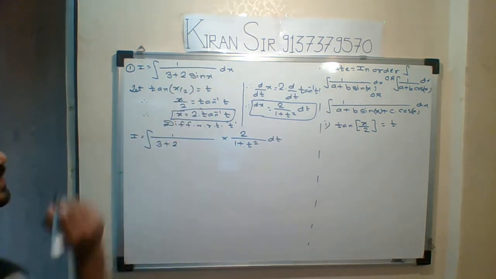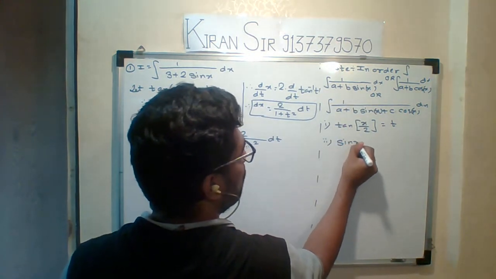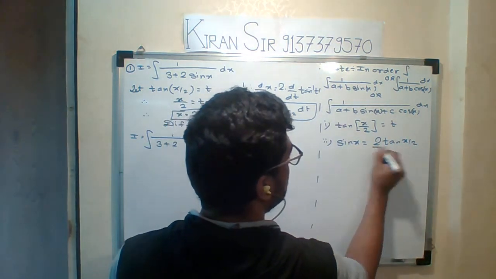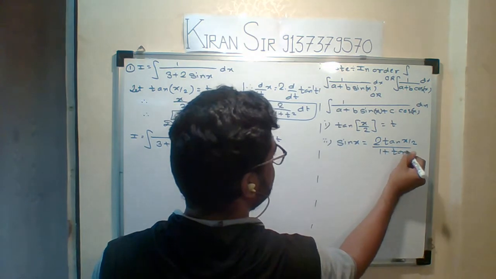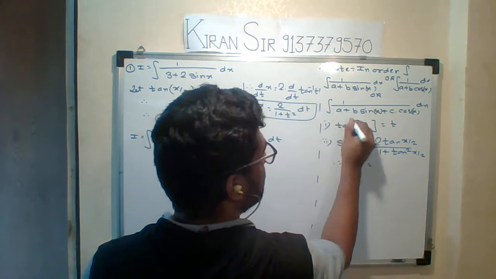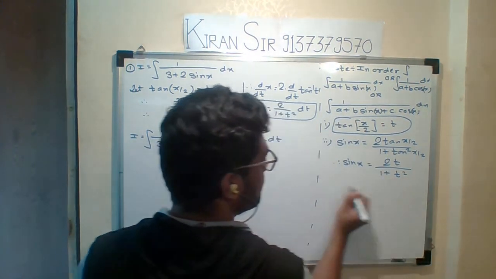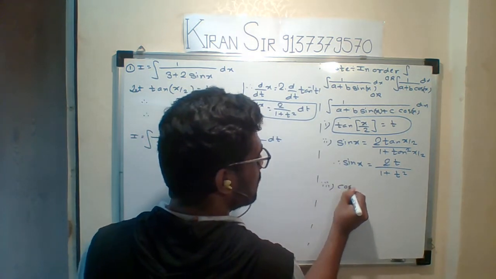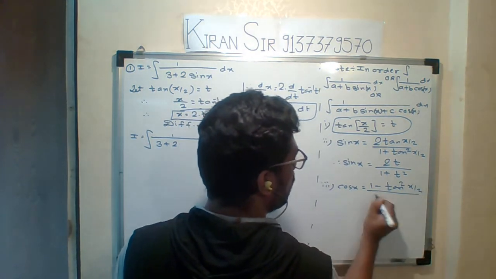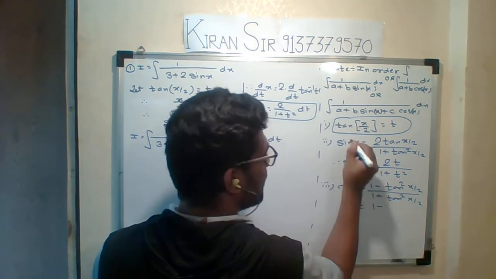But what about this sin x? Students, whenever you come across such a type of numerical, apply the formula of sin x. What is the formula of sin x in terms of tan? You know that it is 2 tan x by 2 upon 1 plus tan square x by 2. That is why sin x is going to be replaced by this particular substitution, that is 2t upon 1 plus t square. Similarly, if there is a cos, there is a substitution for cos too: 1 minus tan square x by 2 upon 1 plus tan square x by 2. And what is the standard substitution? tan x by 2 is t.